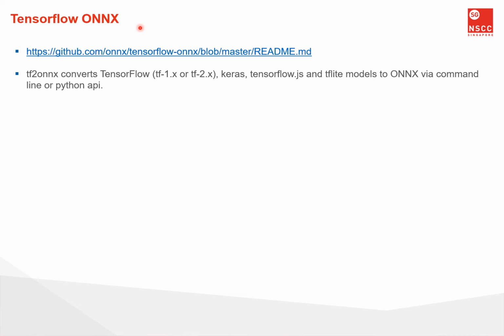So let's say we have our SavedModel format in TensorFlow, and now we want to actually use NVIDIA TensorRT. So we need to convert the SavedModel into ONNX format. There's actually this particular library called tf2onnx, which you can use. TensorFlow to ONNX will actually convert the TensorFlow, Keras, TensorFlow JS, and also TensorFlow Lite models to ONNX via command line or even via Python API. So you can convert from the SavedModel format into the ONNX format.